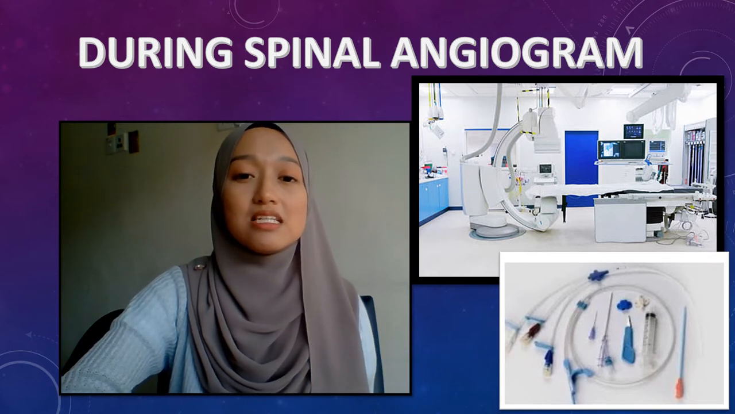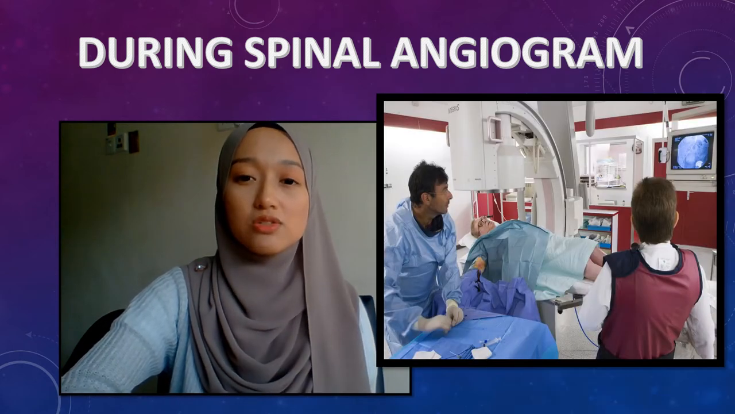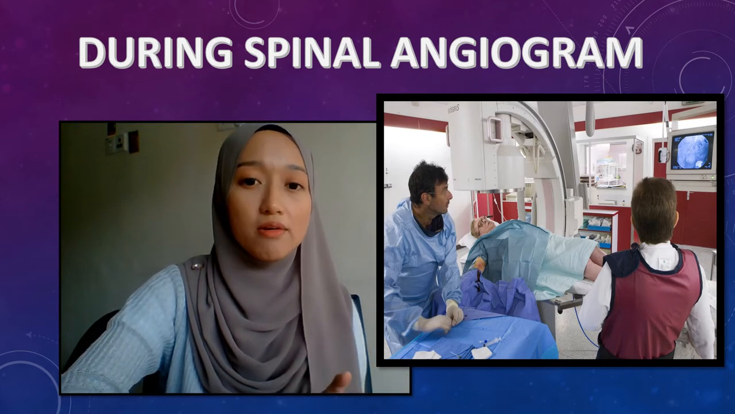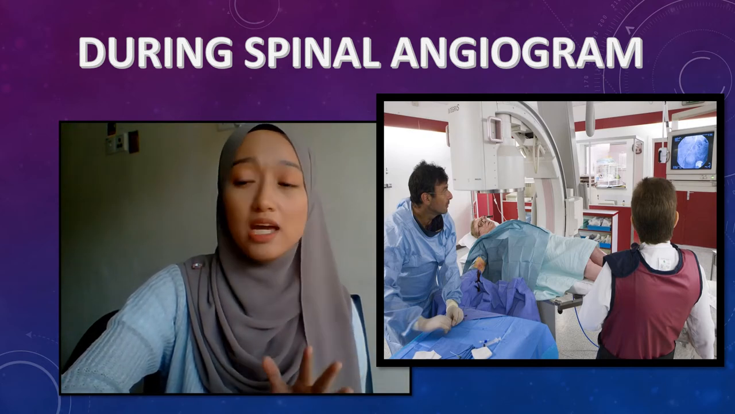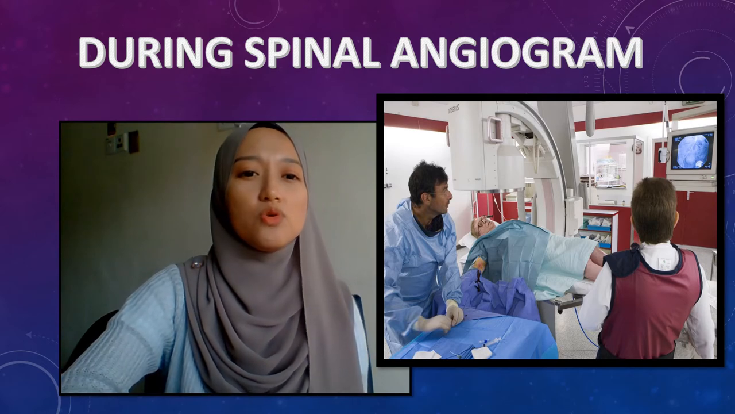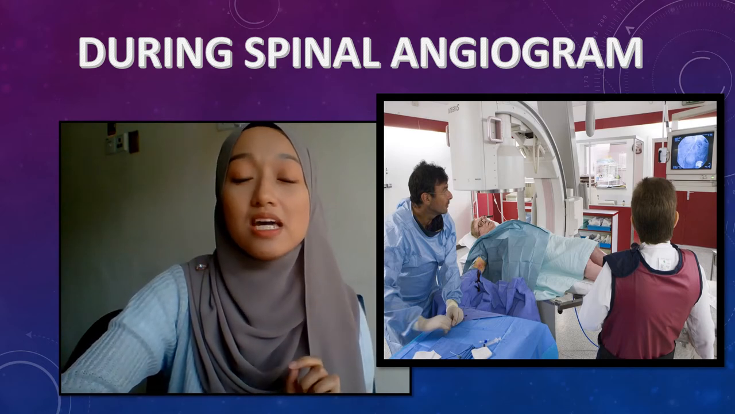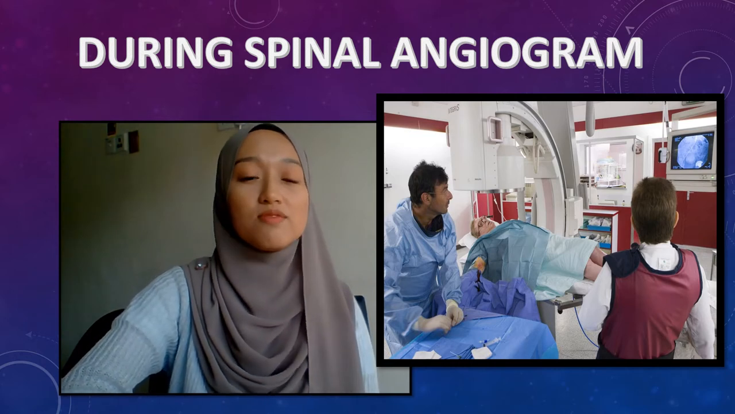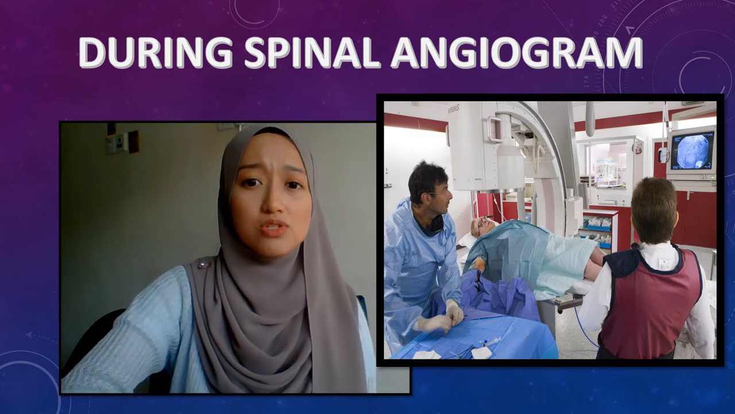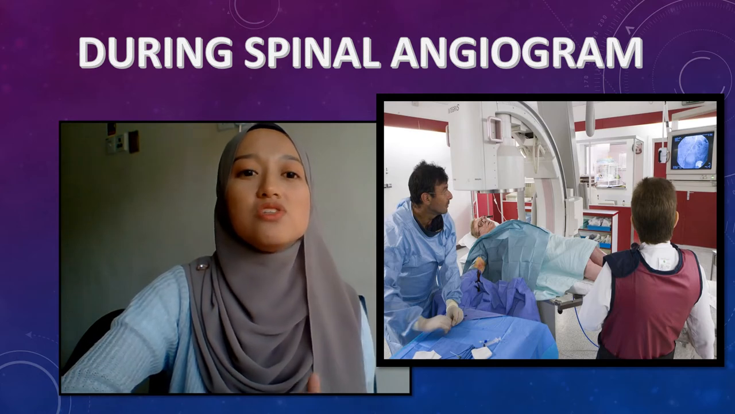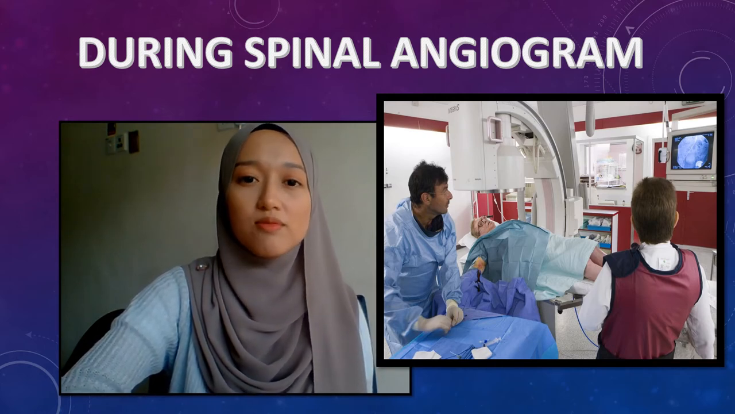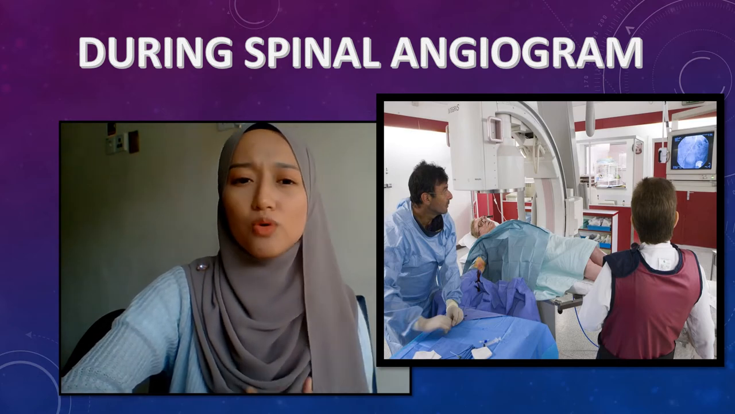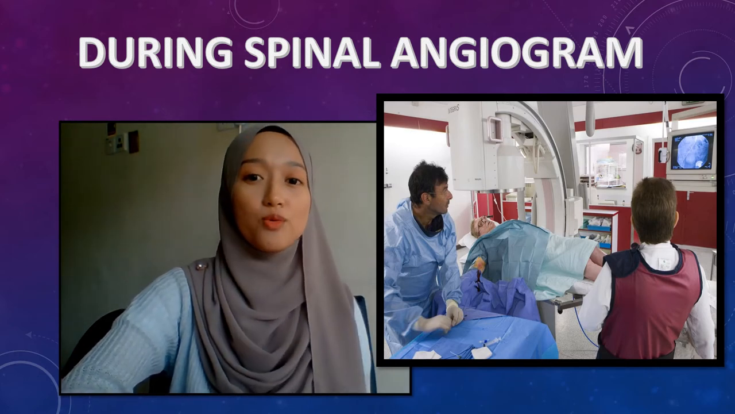The catheter is inserted into an artery in your leg through a small incision, and the incision area will be numb so you won't feel any pain. The neuroangiographer uses X-ray technology to guide the catheter to the spinal blood vessels. Once the catheter reaches the spinal area, the dye is injected, which illuminates the blood vessels, arteries, and veins. You may feel a warming sensation as the dye enters your body.